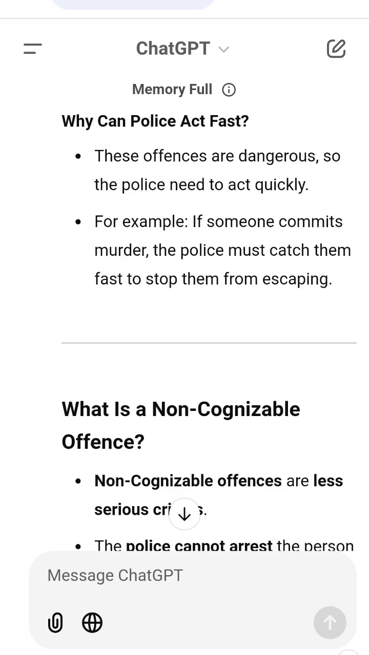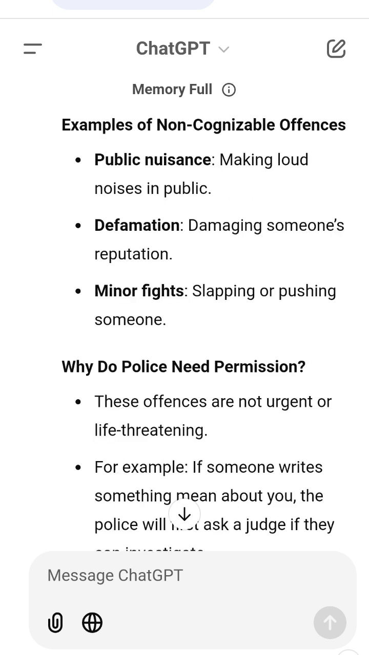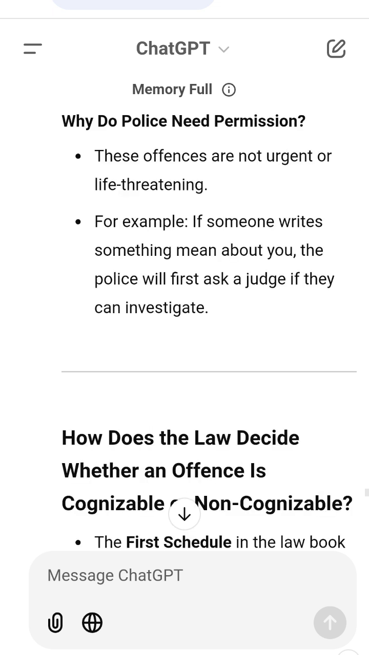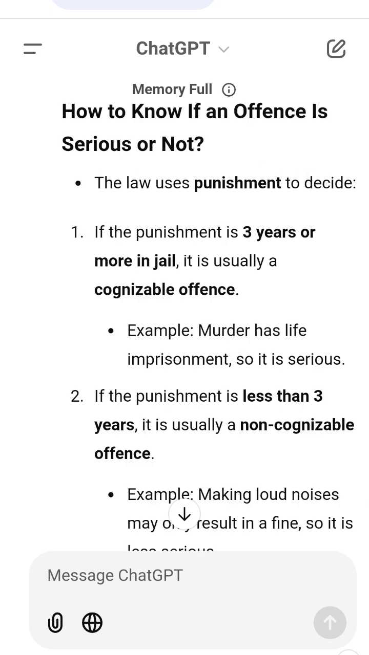Differences between cognizable and non-cognizable offences. Seriousness: cognizable offences are serious crimes; non-cognizable offences are less serious crimes. Police action: for cognizable offences, police can arrest without permission; for non-cognizable offences, they need the judge's permission. Investigation: police can start directly in cognizable offences; police need the judge's approval first in non-cognizable offences. Examples: murder, rape, theft; public nuisance, minor fights. To make it clearer, Example 1.